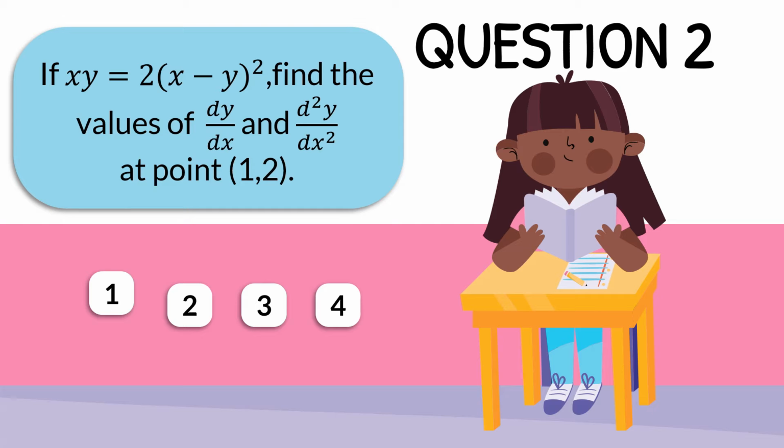The equation given is: if xy equals 2x minus y squared, find the values of dy over dx and d squared y over dx squared at point (1, 2). In the equation above, we are required to do implicit differentiation.